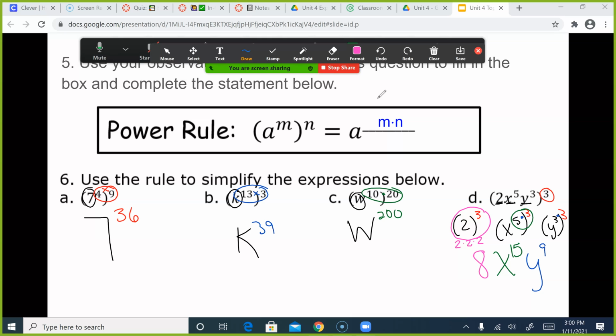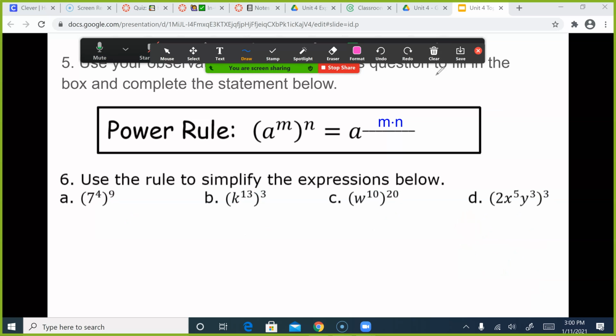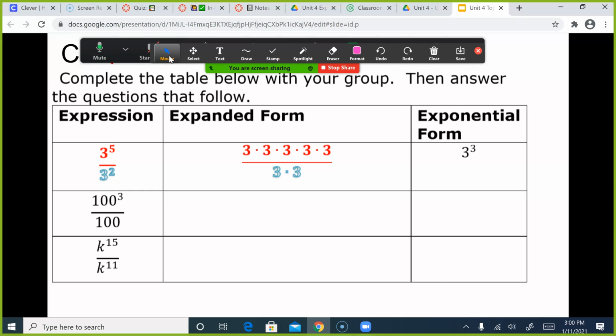Okay, so this is when it starts getting a little tricky. When you have multivariables and multi-coefficients, multi-numbers, you have to make sure you apply it to each one. Alright, so that's the power rule. So the product rule is when you add the exponents. The power rule is when you multiply. And then the last important one, the last main one, is when you divide.